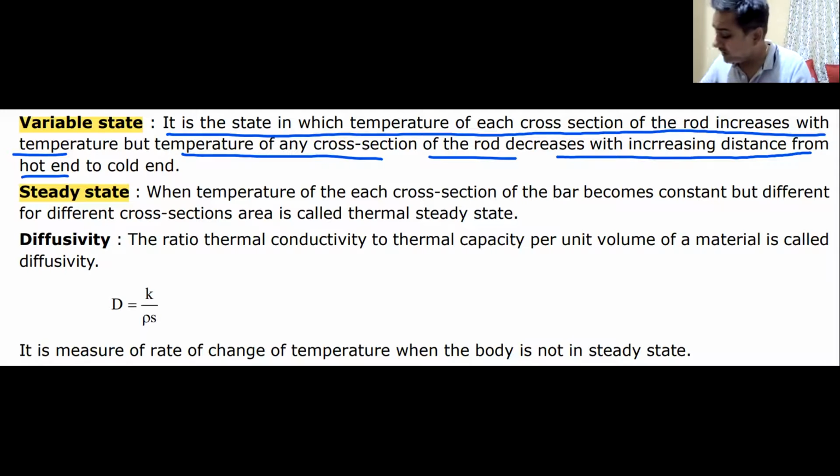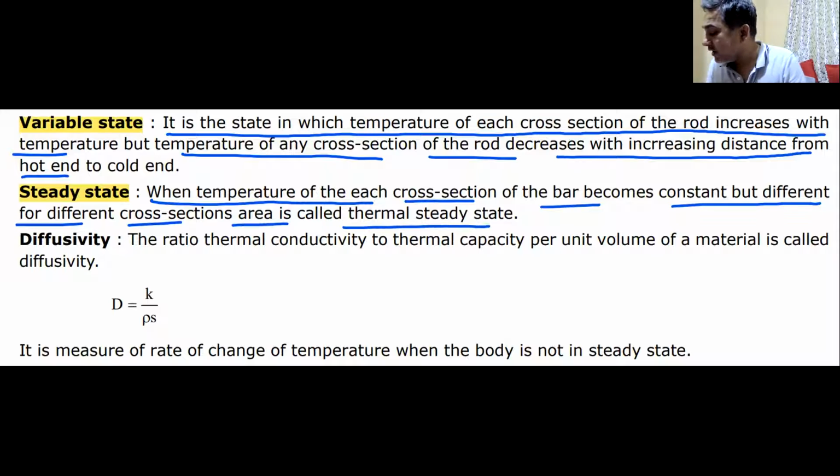What is a steady state? When the temperature of each cross section of the bar becomes constant but different for different cross sections, the rod is said to be in a thermal steady state. Can you note down these 2 points? And I will make you one diagram that will tell you everything about this. So I'll give you a minute to note this down.